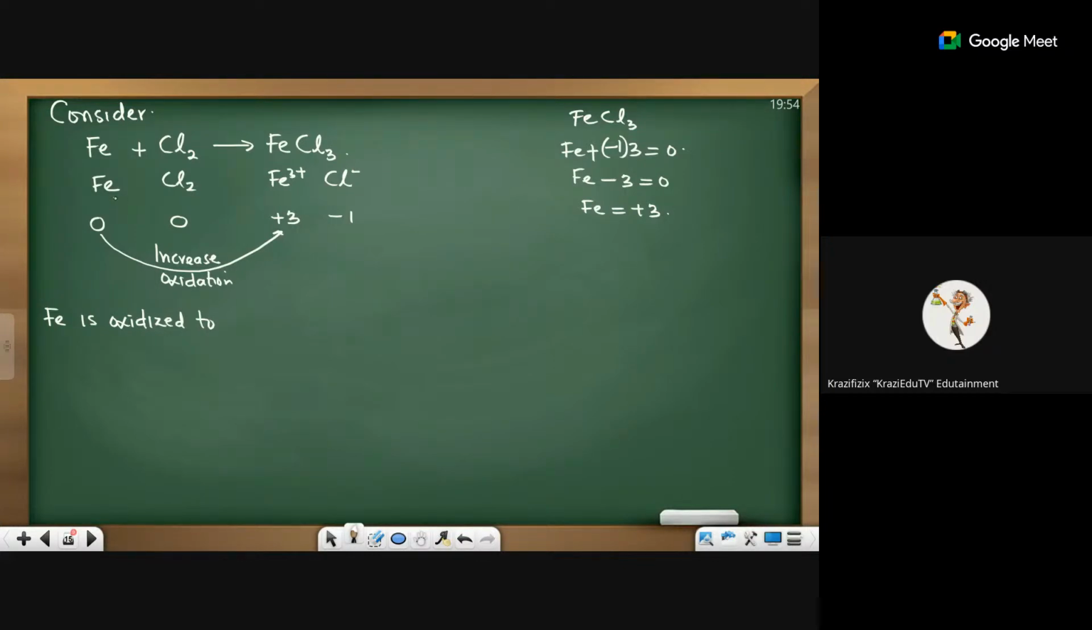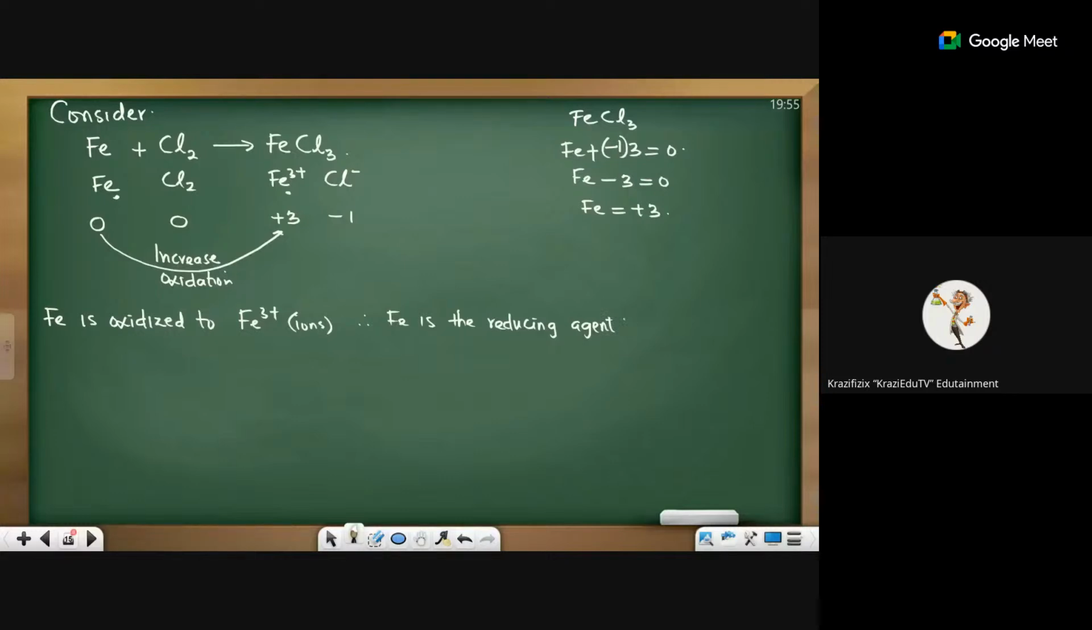Fe is oxidized to what? Fe3+. Right. So we have Fe3+. These are ions, all in the equation. Why is it oxidized? Because there is an increase in oxidation number. Therefore, Fe is the reducing agent.